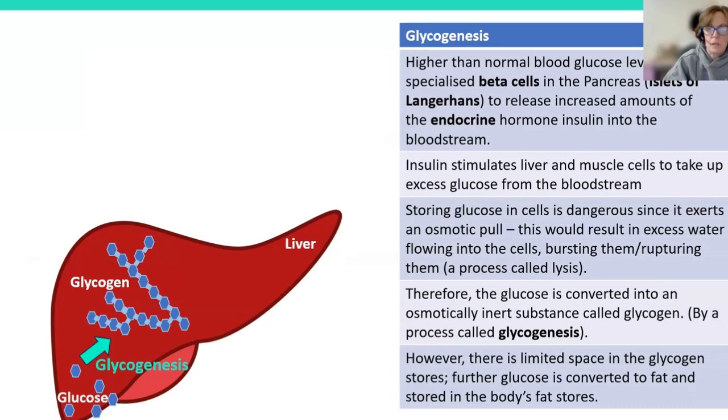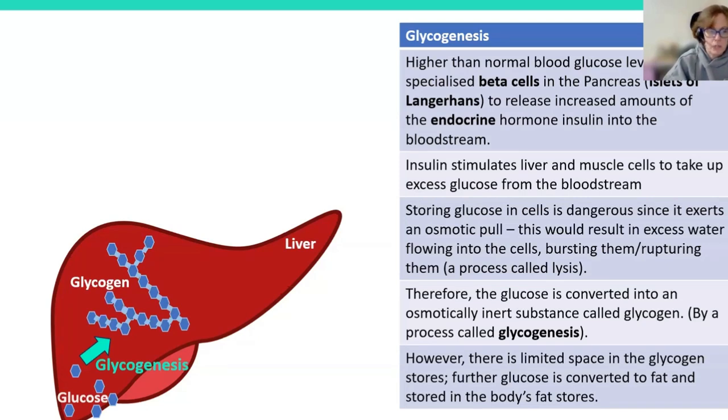It's much safer for the cells. It won't pull the water in. So instead of storing glucose, we convert it into something called glycogen because it's osmotically inert. It doesn't pull the water. And this process, we're making glycogen. So it's called glycogenesis, genesis to make, glycogenesis, because we're making glycogen.